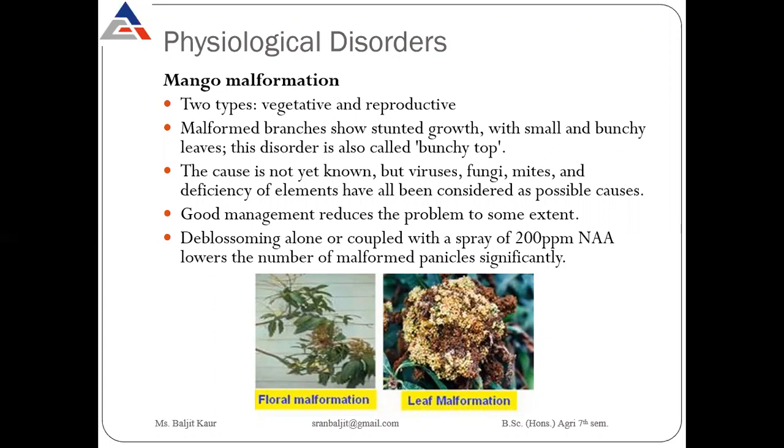Malformed branches show stunted growth with small and bunchy leaves. The leaf size will be reduced and those leaves will be bunchy. This disorder is also called bunchy top. The cause is not yet known, but some viruses, fungi, mites, and deficiency of some of the elements have been considered as possible causes, right?